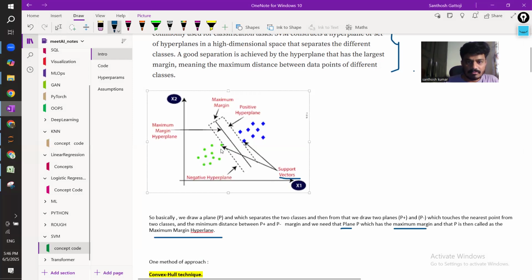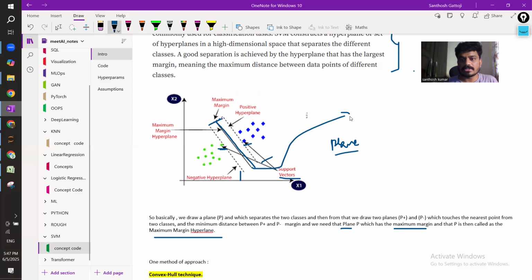The reason is, if you want this and this, you need to find the equations of two planes. Instead of that, I bisect this margin and get only one plane. My job is easy; I will find only one plane. From this one equation, you can deduce the equations of these two planes because they are equidistant from it.